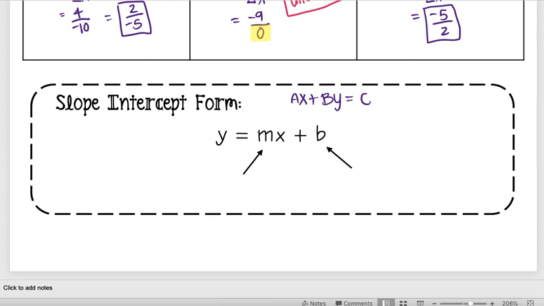And so here, m stands for my slope, and b is my y-intercept. So let's get some practice with identifying slope from an equation.